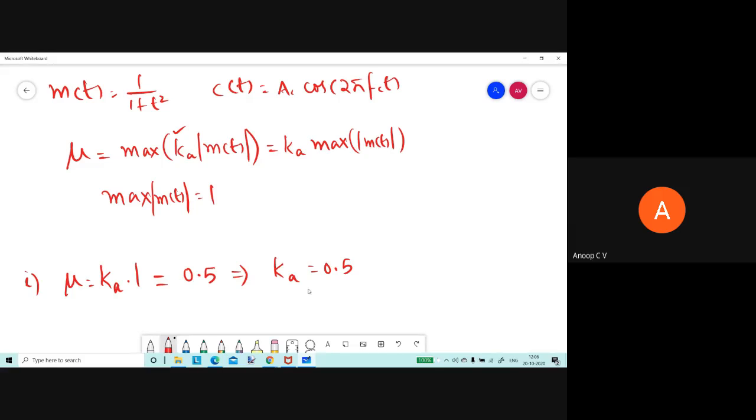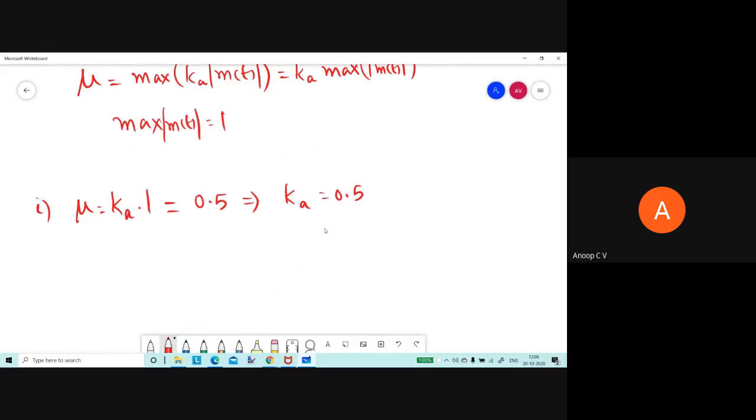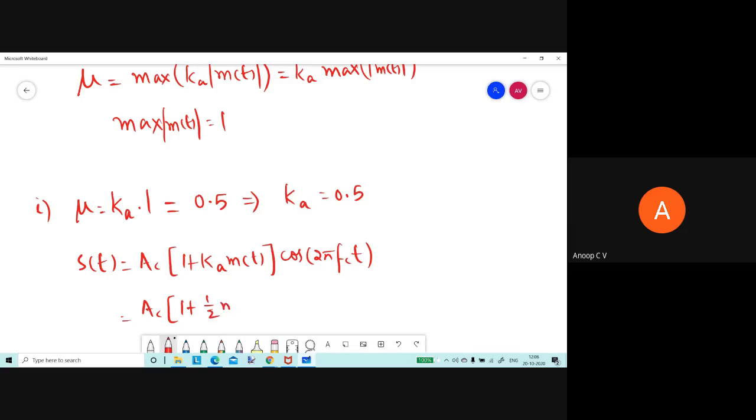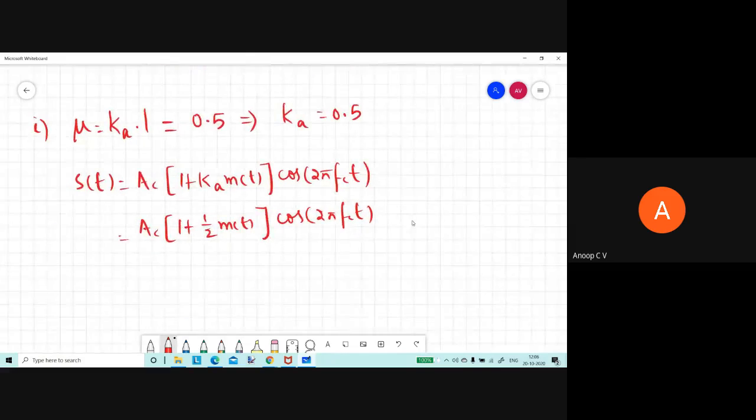So now we can straight away, we have everything we want. In the first case, s of t will be equal to Ac into 1 plus Ka into m of t, times cos 2 pi fc t. So this will be equal to Ac into 1 plus Ka, which is 0.5, so half m of t, times cos 2 pi fc t. Now we have to actually sketch this.